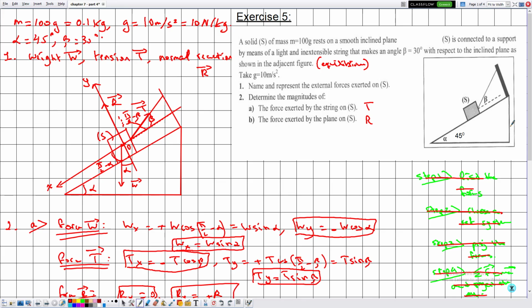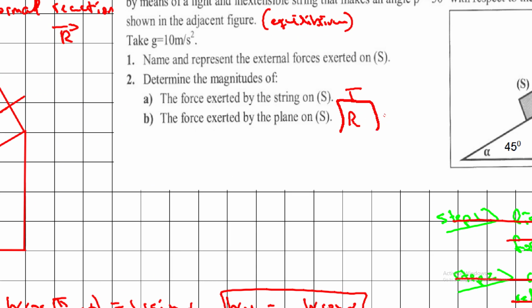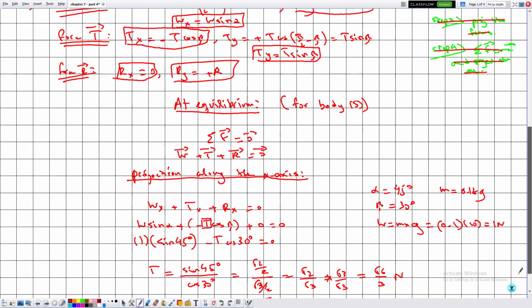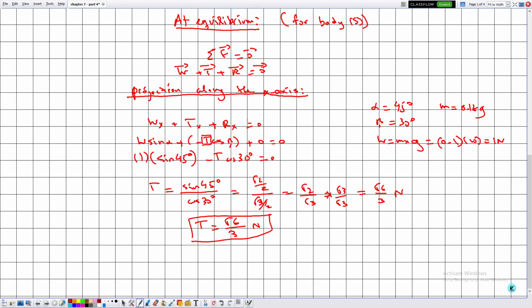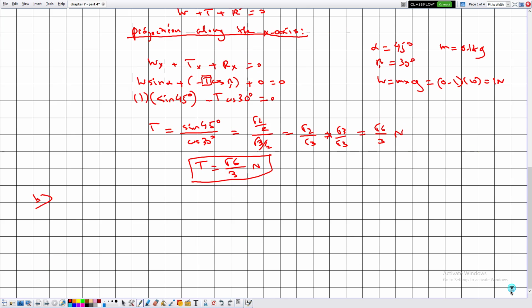Now for part A, they are telling me the force exerted by the plane on S, and here they are referring to the normal reaction. And this can be determined by the projection along the y. So let's reconsider the initial vector equation, which is given by W vector plus T vector plus R vector is equal to 0 vector. And now let's do the projection along the y-axis.